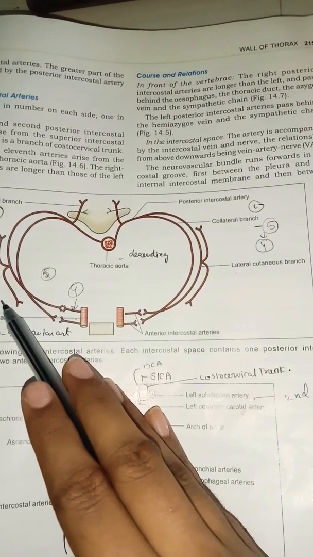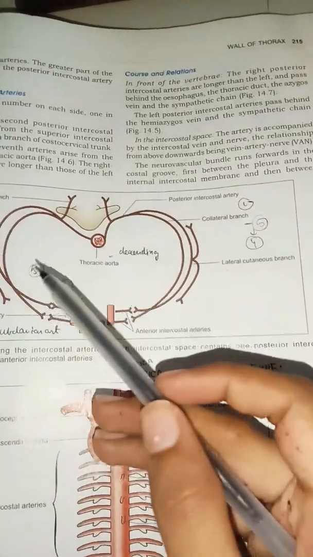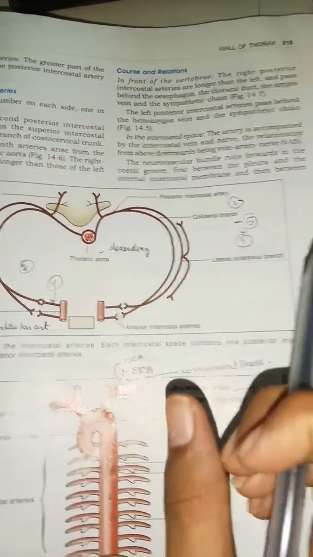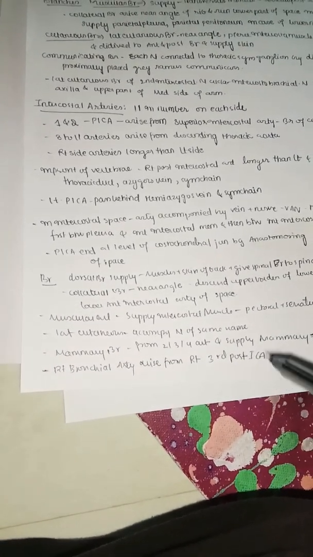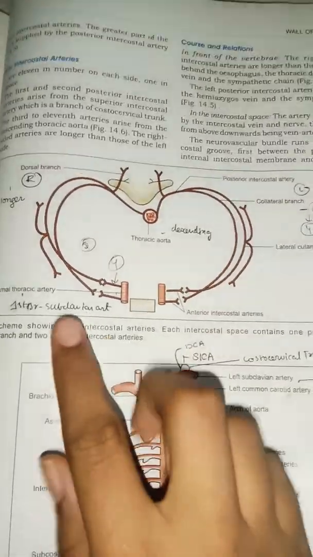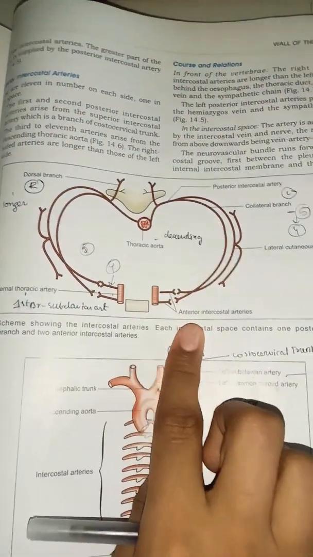The special thing we find only in the third posterior intercostal artery is that it also gives rise to the right bronchial artery. That we need to remember. So you can see here, the right bronchial artery is arising from the right third posterior intercostal artery. We discussed a lot of points about the posterior intercostal artery. Now we will discuss somewhat about the anterior intercostal artery.